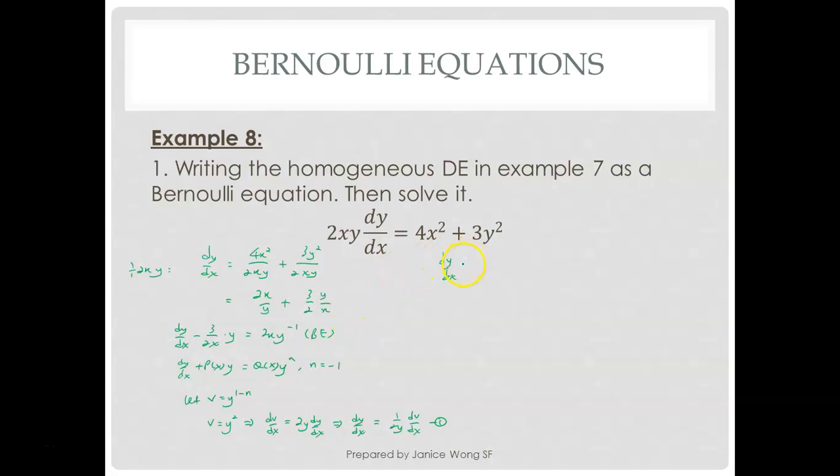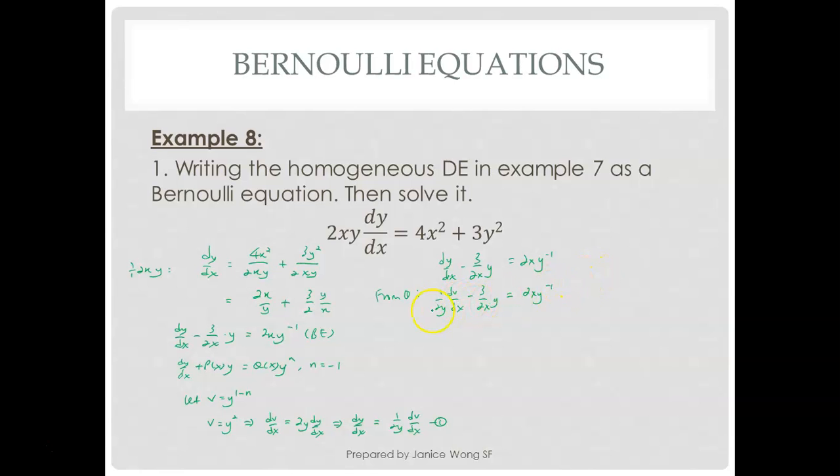First, we copy the Bernoulli equation. Then we substitute the first one into the Bernoulli equation. From 1, we sub in dy over dx as 1 by 2y dv over dx, minus 3 over 2x times y, equals 2x y to the power of negative 1. It is a mixture of y, x, and v terms. We need to simplify it to v and x only.